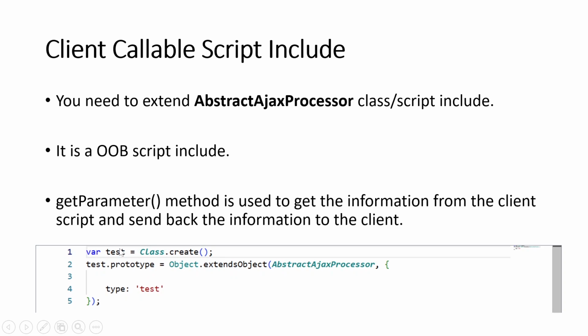So the name of the script include is test here. So var test = Class.create(); test.prototype. Now up to this part you already know, I have explained it in the last video. Now here we are doing the extends object. So you see Object.extendsObject method we are calling, and then we are calling the class name. Here you need to mention the class name. So I'm calling the class AbstractAjaxProcessor, which is again an out of the box class, right? And then here you will write the code.